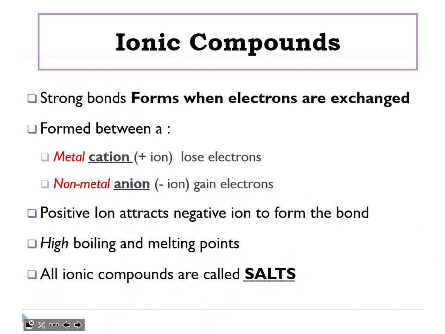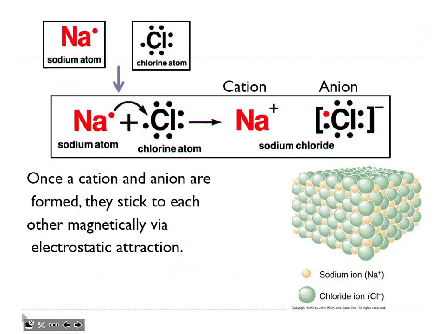So, strong bonds form when electrons are exchanged. Remember, it's a metal and a non-metal. The metal is going to lose electrons and form the cation. The non-metal is going to gain electrons and form the anion. Positive attracts the negative, and that's why these have high boiling and melting points, because they're really strong forces holding them together. To get them to melt or boil takes a lot of energy. We're talking thousands of degrees, especially for boiling. To melt sodium chloride, what we put on our food, is somewhere in the 800 range. It's very, very hot.